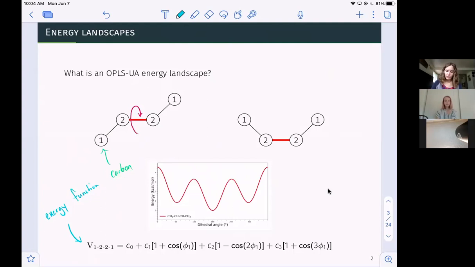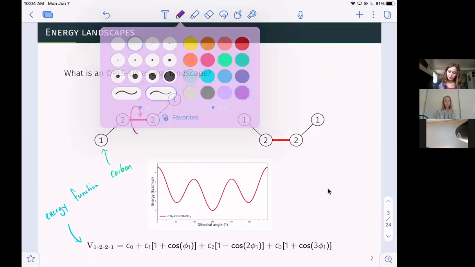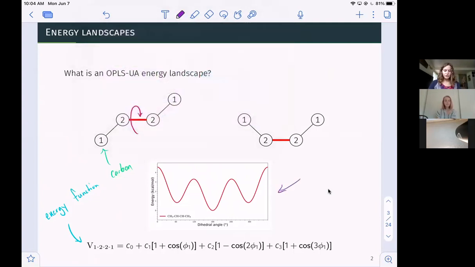In this graph we have below, that's just going to be a plot of all of the energy values over that rotational change of our molecule. OPLSUA is just one specific type of energy landscape. It's probably arguably the most simple type, and so that's where we're going to start as far as all of this math is concerned.